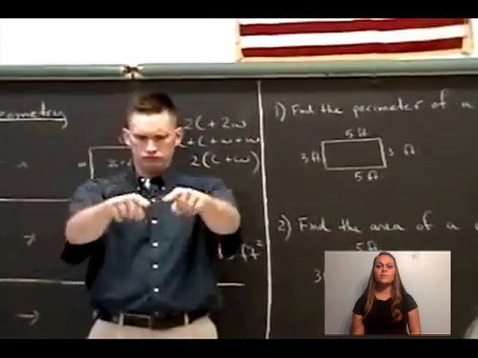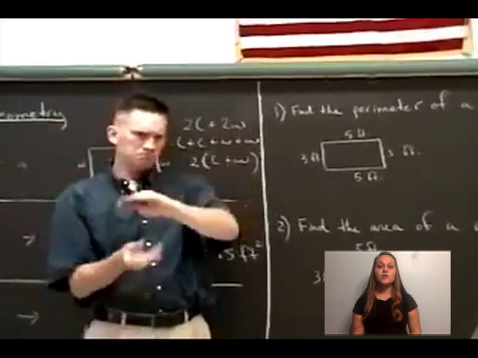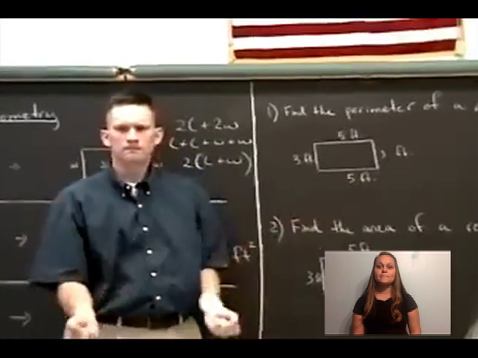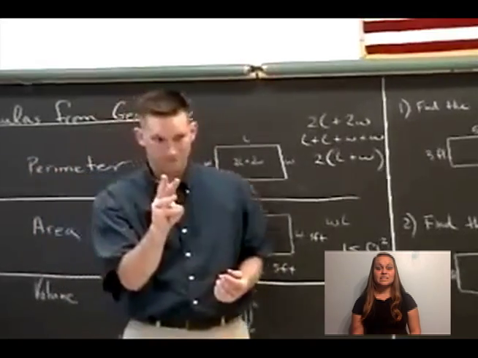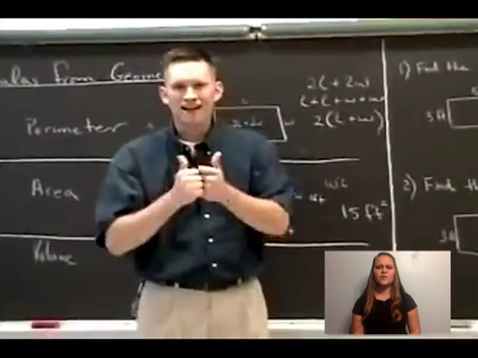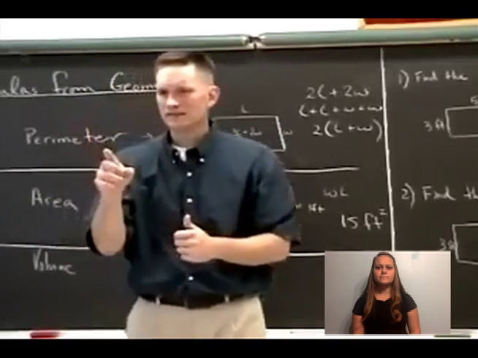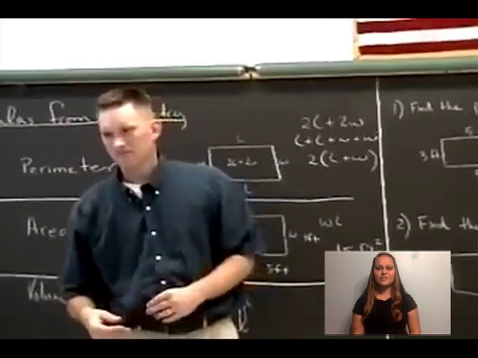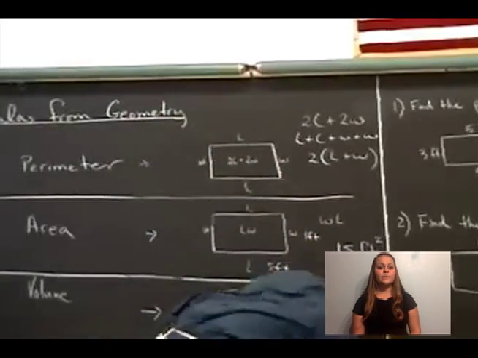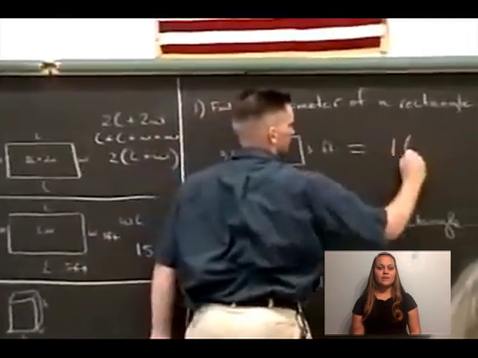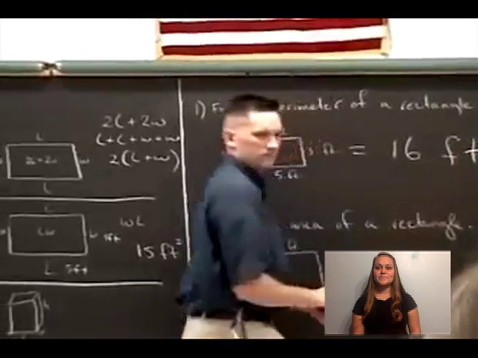How do you find perimeter? It's the total of all the sides, right? So what's the perimeter of this one? 16? How do you know? You added it together. Good job. Or you multiplied length times 2 and width times 2. 16 feet.